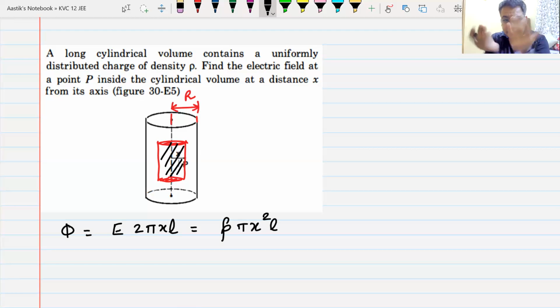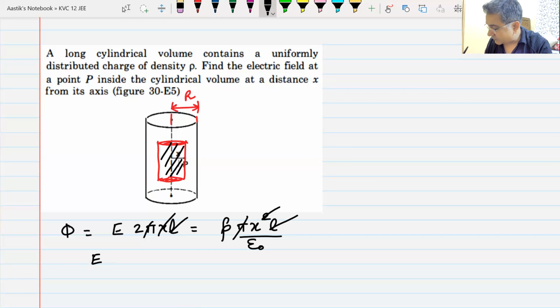The volume of this cylinder, divided by epsilon naught. And here you are with a beautiful answer for this one. Pi gets cancelled, L and L get cancelled. The electric field is a very nice rho x by 2 epsilon naught for any point inside the cylindrical volume. If you want to find the electric field on the axis, you just put x as 0 and the electric field on the axis becomes 0. This is the electric field at any point inside.